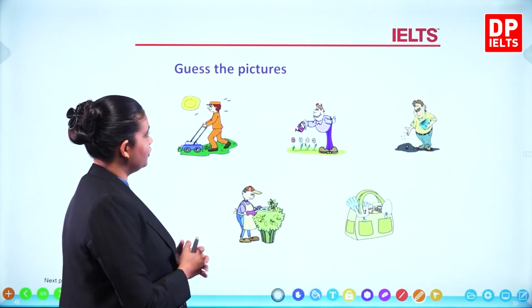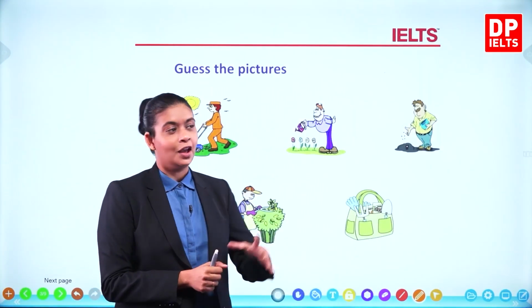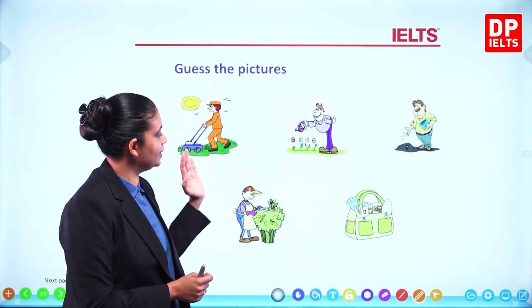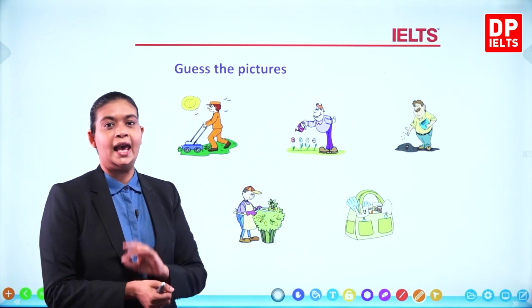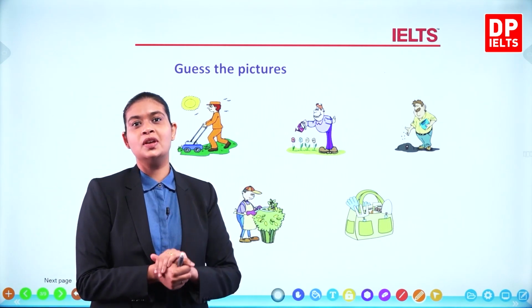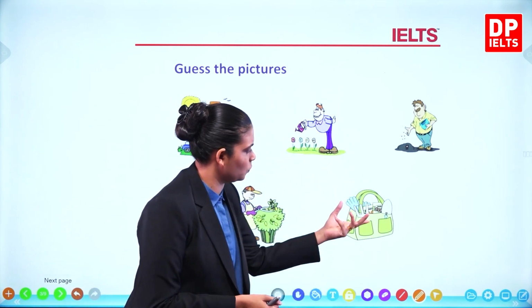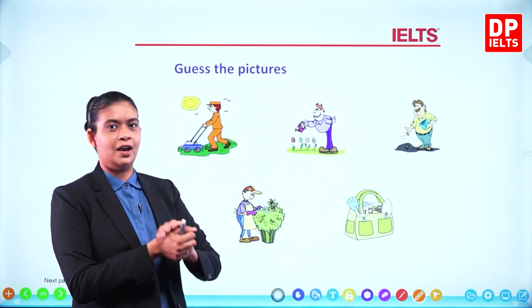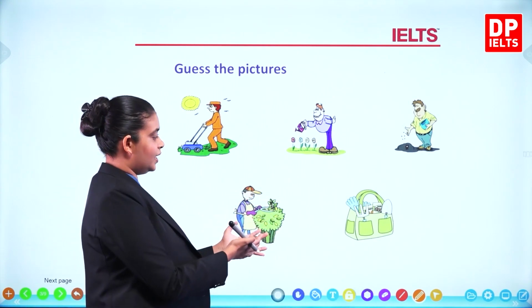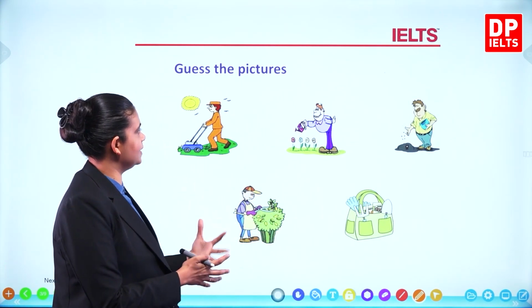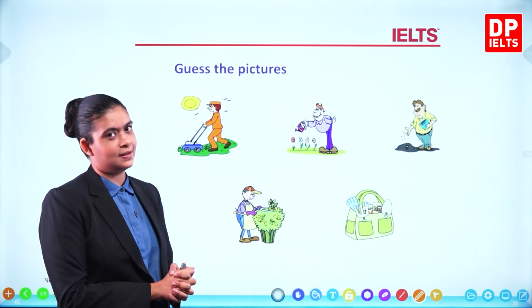So let's move to the next activity. You have to guess the pictures, right? So here you can see 5 pictures and they are all related to gardening. What are these people doing and what is this? Okay, they are either activities or things related to gardening. So take a few minutes and try to guess the words.